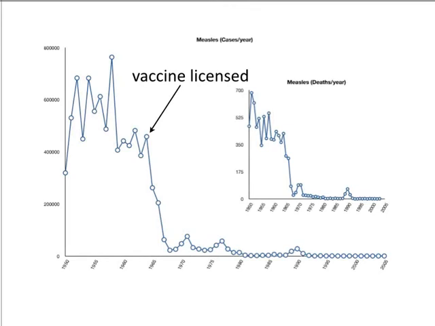This is the way measles looks like in the US. Lots of cases in the 50s and 60s. Vaccine licensed here in the 60s and pretty much gone except for these little outbreaks that we get. I mean, these are not huge outbreaks, right? But no kid should get measles or have complications from it.